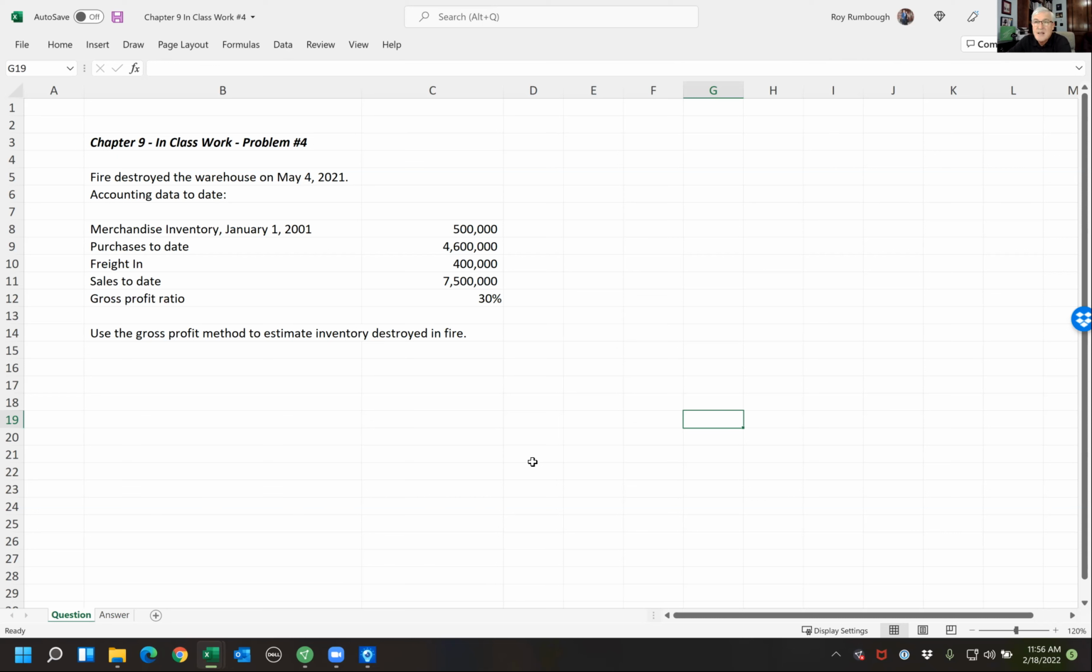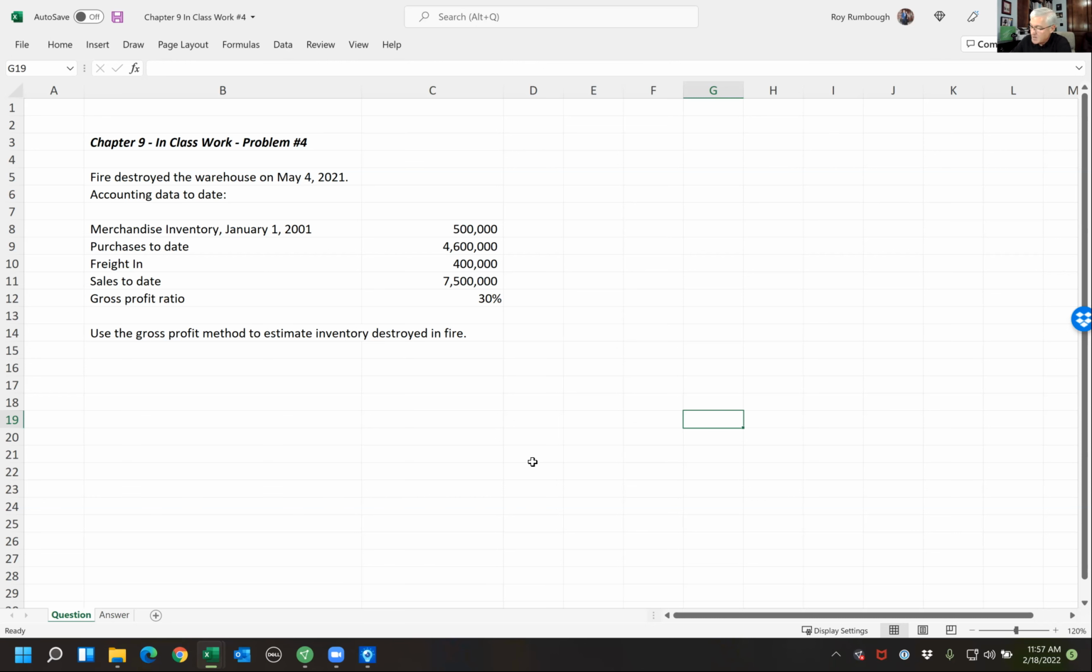500,000. Now, normally what we would do is go count the inventory minus ending inventory equals cost of goods sold. Cannot count it. It's gone. It's destroyed by fire. So we're going to go estimate it, guesstimate it, if you will, educated guess at least. We're going to go calculate what we think cost of goods sold would be from the gross margin. So cost of goods sold. So we know that sales were 7,500,000, and gross profit percent equals 30%.